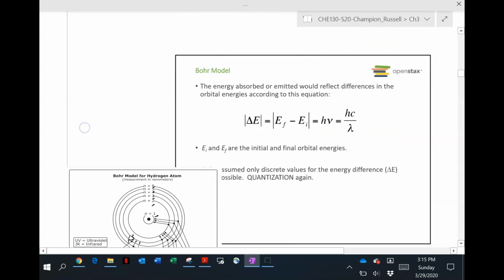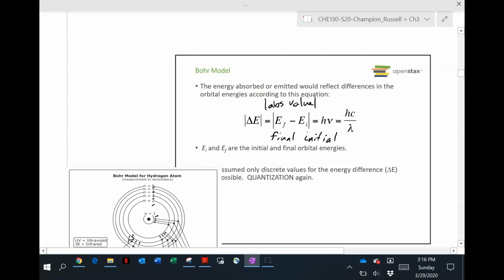Now, going back up here to the textbook slide, basically what Bohr said was that the energy of the photon that was emitted would be equal to hc over lambda, where lambda is the wavelength of it, and that would be given by the difference of the energy between the final, F is for final, and I is initial. So the difference in the two energies, the lines here refer to absolute value.